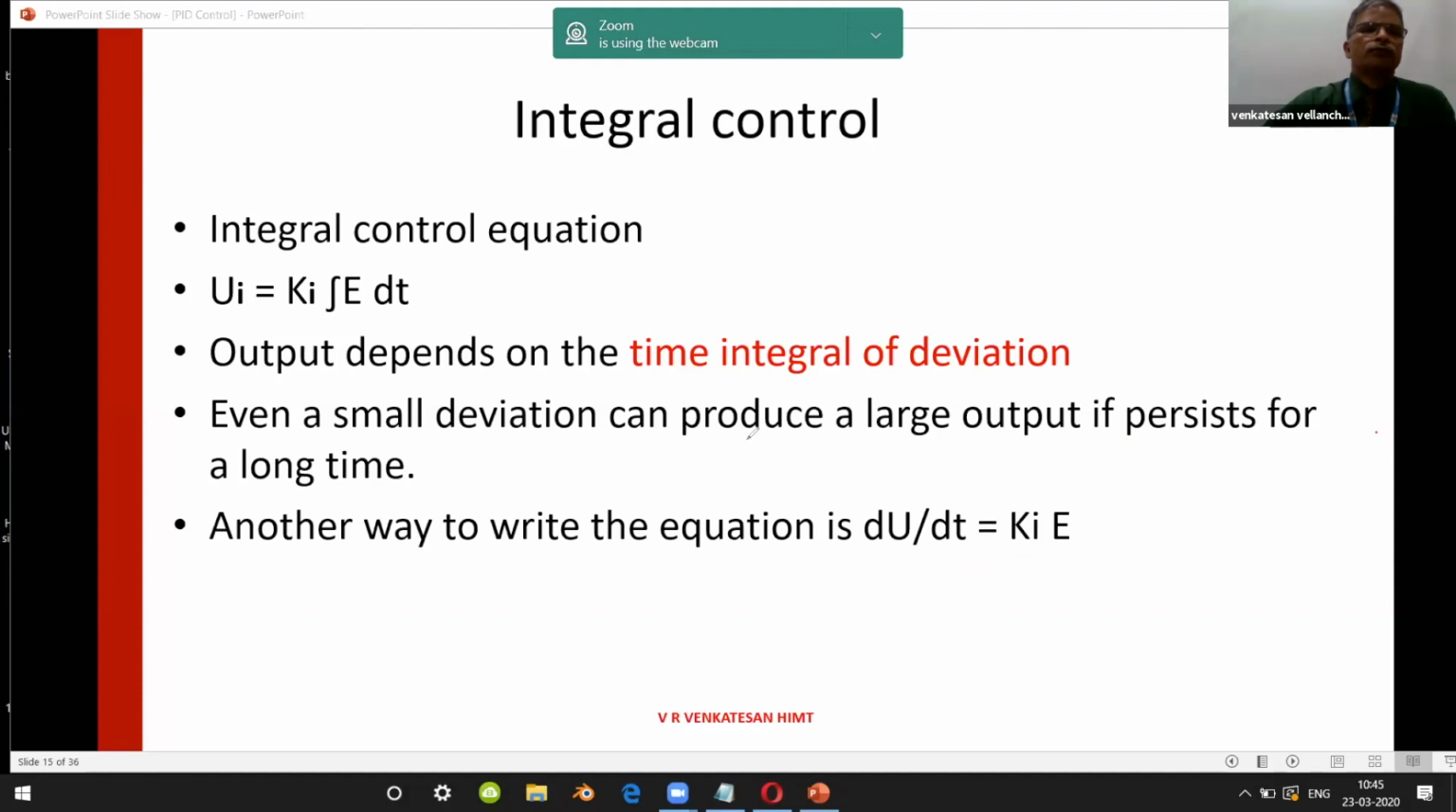So this way of looking at the equation also gives you an idea of how integral control eliminates offset. There are two ways to write integral control. Both mean the same thing. One is to show it as an integration of error. The other is to show that offset can be eliminated. You can see this equation.